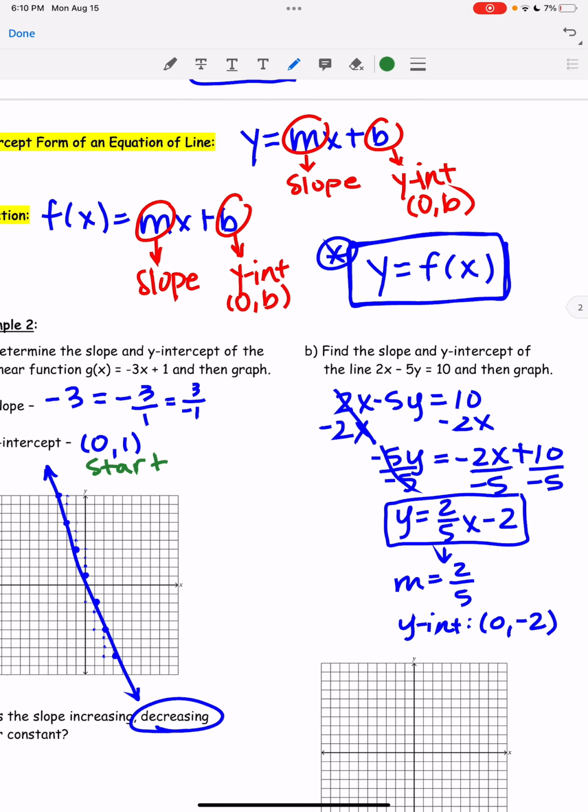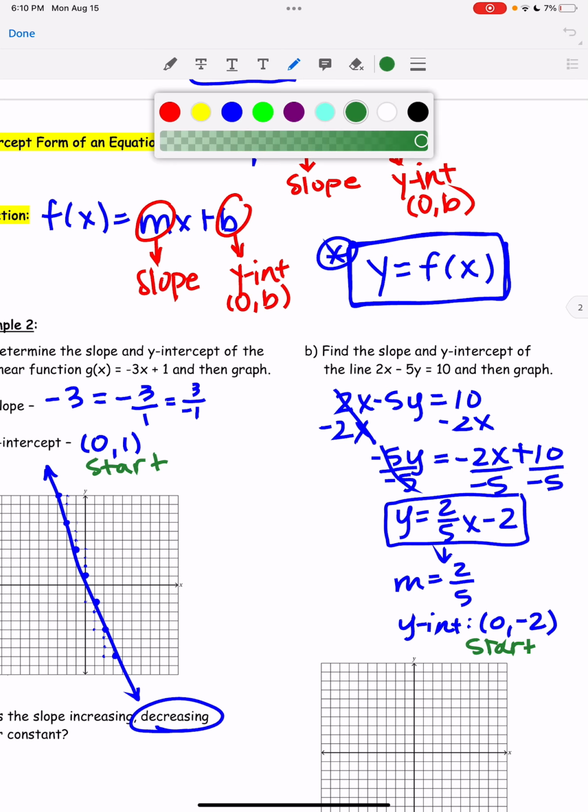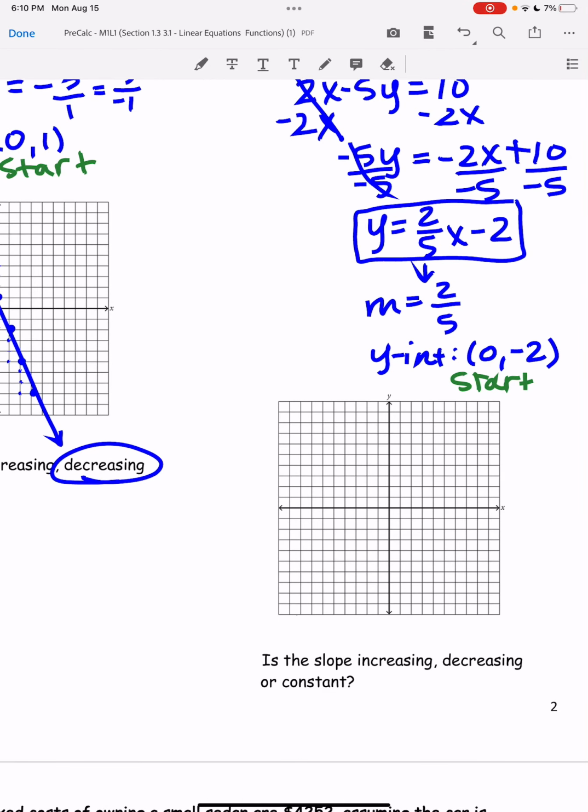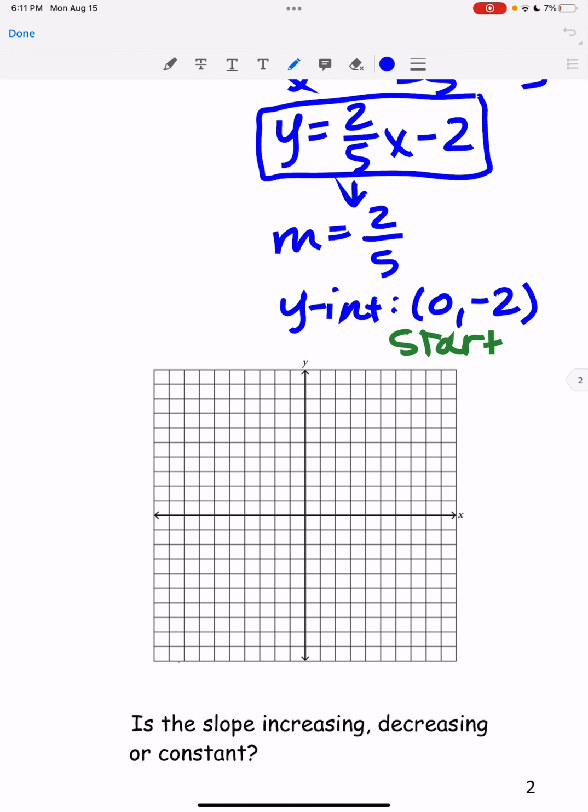Again, whenever you're graphing, you always start with the y-intercept. So I'm going to start at -2, and then my slope is 2/5, so it means I'm going up 2, running a positive 5. So from this point, I'm going up 1, 2, running 1, 2, 3, 4, 5, 1, 2, 1, 2, 3, 4, 5.